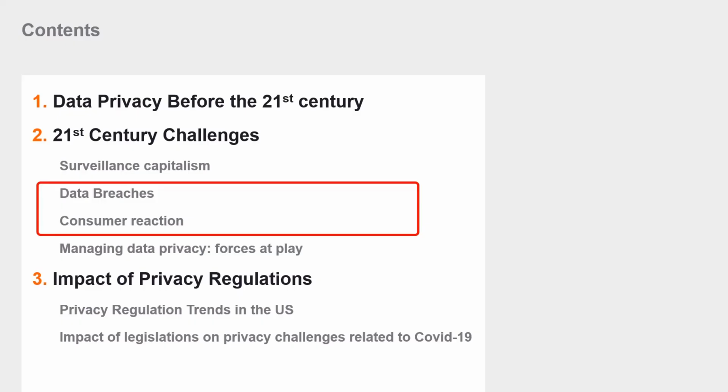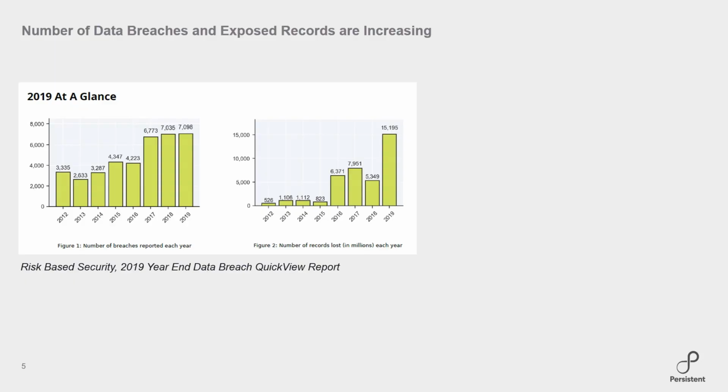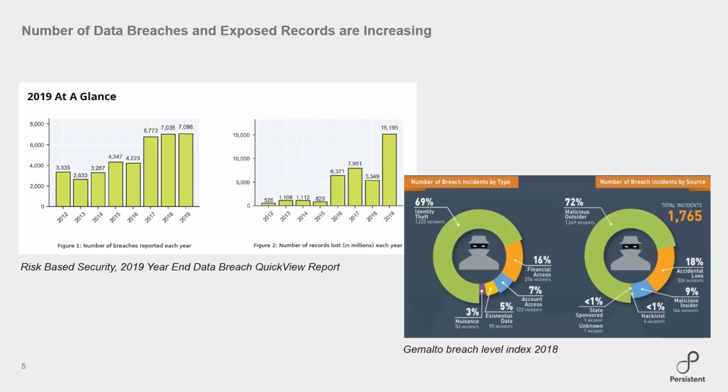These business models are under some challenge because of a surge of data breaches and because of the consumer reaction of all of these phenomena. As we can see here in this chart from risk-based security, the number of data breaches keeps growing, with about 7,100 breaches reported in 2019. A spectacular recent increase has happened in the number of individual hacked records, 15 billion in 2019.